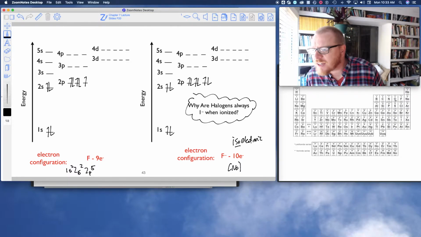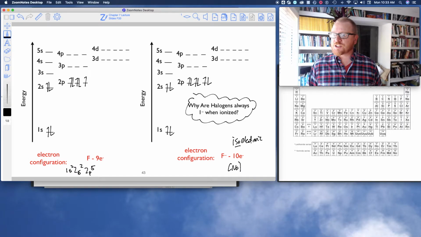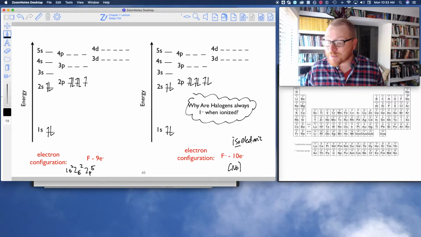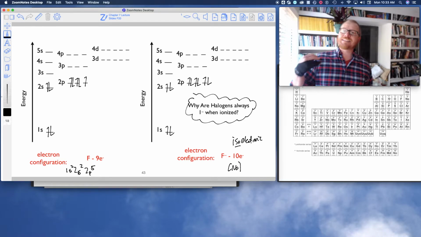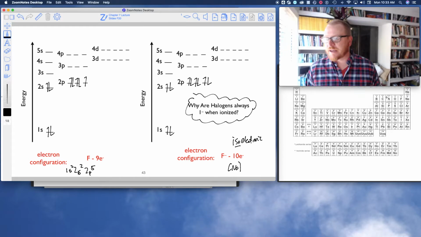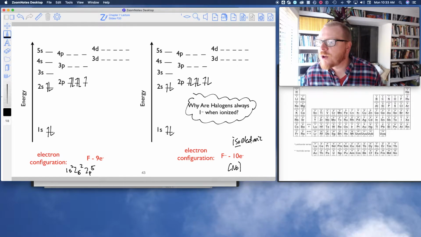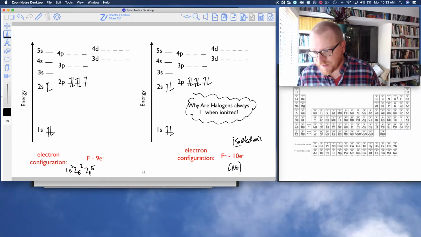Well, what about oxygen? Why is oxygen always -2? Well, look, oxygen's always -2 because if it gains 1, 2 electrons, it also becomes isoelectronic with neon. Well, what about nitrogen? Why is nitrogen always -3? Once again, because 1, 2, 3, it becomes isoelectronic with neon.